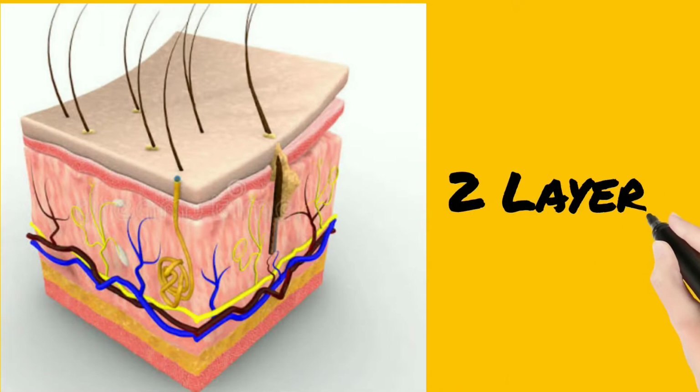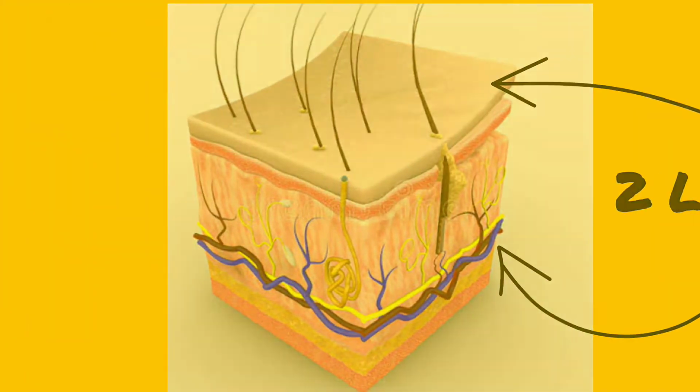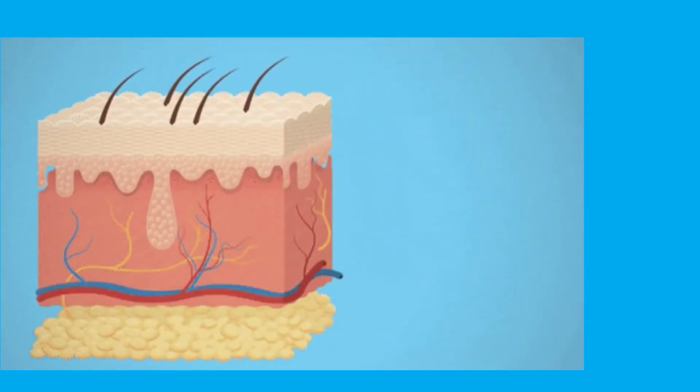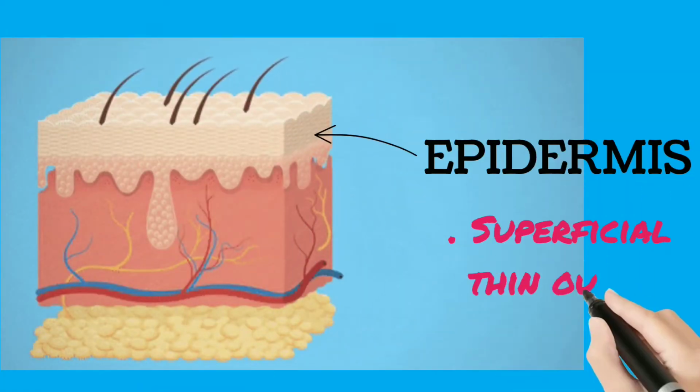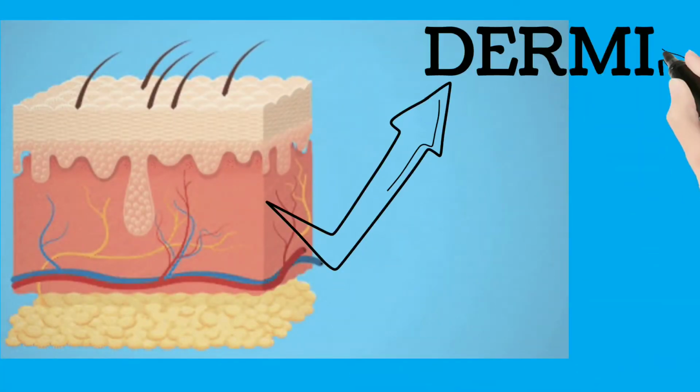Our skin mainly consists of two basic layers. The epidermis, which is the superficial thin layer and mainly composed of epithelial tissue. Next, the dermis, the thick layer that consists of connective tissue.